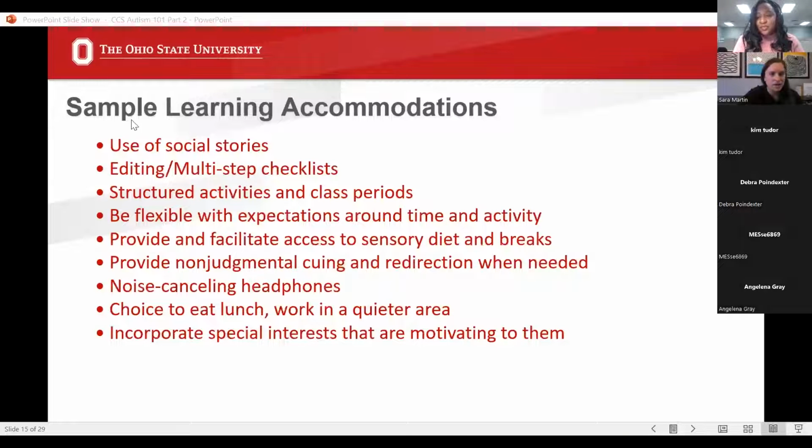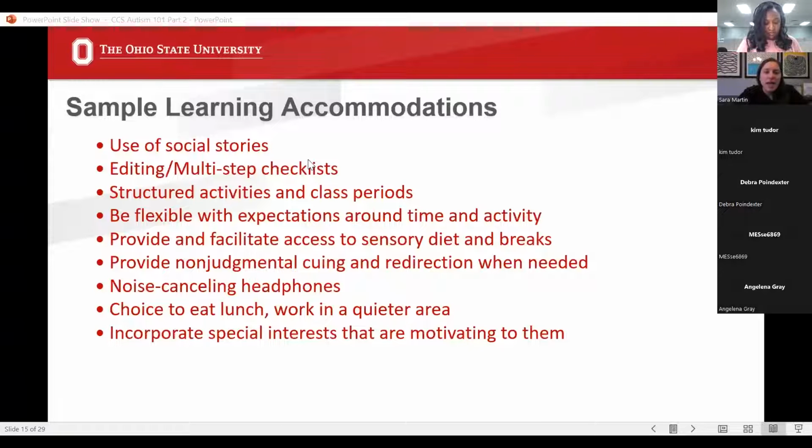That's a great accommodation. So some sample learning accommodations that can be helpful is the use of social stories. So for instance, in my classroom, we had a student who did not like animals, and we had a visit to the zoo coming up. So one of my paraprofessionals wrote a little social story about our day at the zoo, and some included things like, what can you expect? What are you going to see? What are some of the sights and sounds that will come up throughout the day? Those can be super beneficial for students.